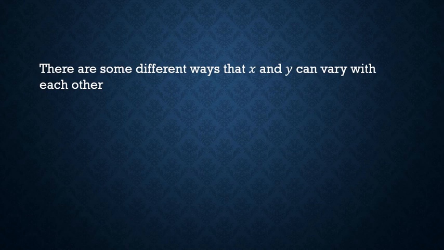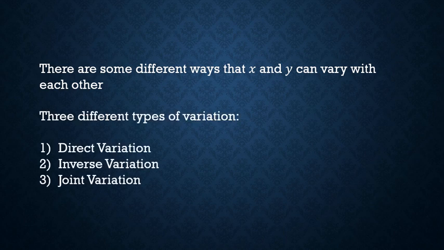Now, there are different ways that two unknown, yet related, quantities, typically x and y, could be t and y, or whatever, can vary with each other. There are three different types of variation that we're going to talk about in this video. There's direct variation, there's inverse variation, and then sometimes you have three or more quantities that relate to each other somehow, and those are in joint variation.